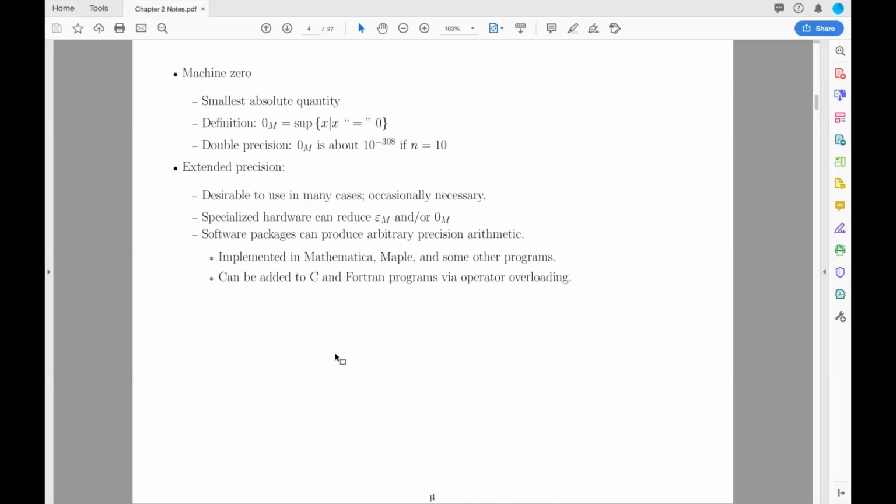Now, there's also another number that we like to talk about, which is machine zero. This is the smallest positive quantity which the computer views as being equal to zero. Now that is about 10 to the negative 308. So if you want to represent something like 10 to the minus 1,000 and compare it to zero, your computer can't tell the difference between the two.